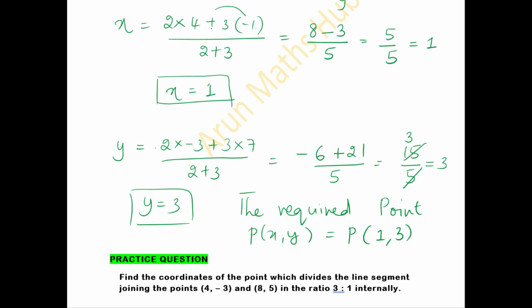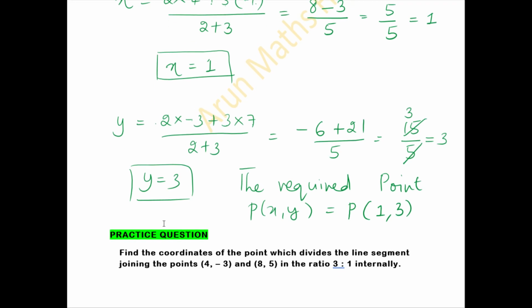Just identify the points and the ratio, then use the section formula to find out the coordinates of P of x comma y. You have a practice question. Find the coordinates of the point which divides the line segment joining the points 4 comma minus 3 and 8 comma 5 in the ratio 3:1 internally. What is x1? x1 is 4, y1 is minus 3, x2 is 8, y2 is 5, and m:n is 3:1. By using the section formula, find out the coordinates x and y.